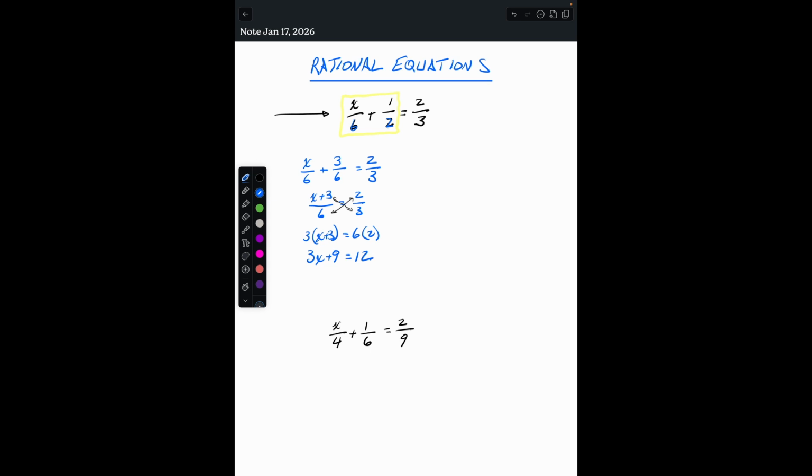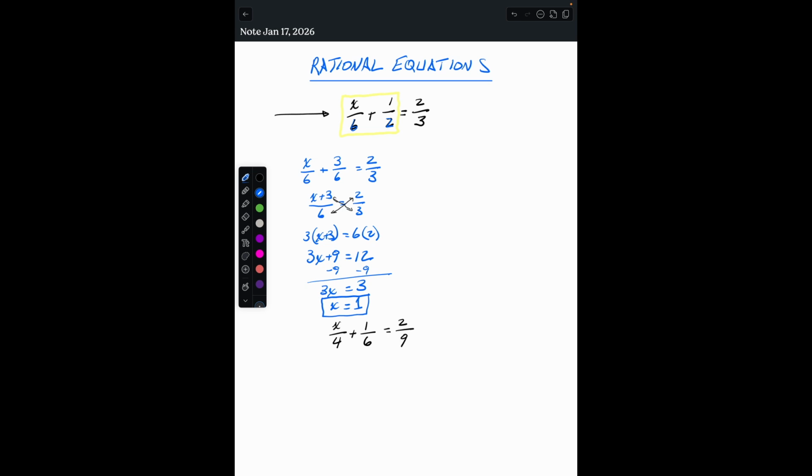And now I just use my Math 1 algebra to solve it. Subtract 9 from both sides. I'll have 3x equals 3. So that tells me that x equals 1. And that is my candidate solution. I think that will work. All right, that's one way to solve it.